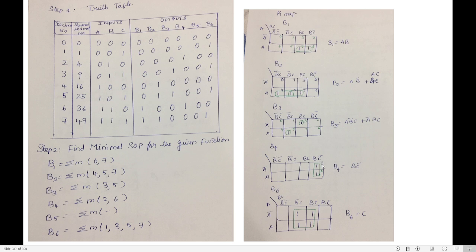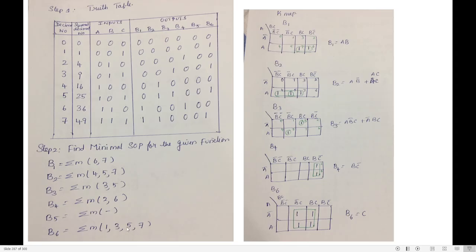2, 6. Position 2, position 6. Mark the ones. So what is common for this? B, C bar is common. Horizontally, it is not common. A bar, this is A. So vertically, these two belong to B, C bar. Done. Now go for the next one. There is no B5 because there is no minterm.